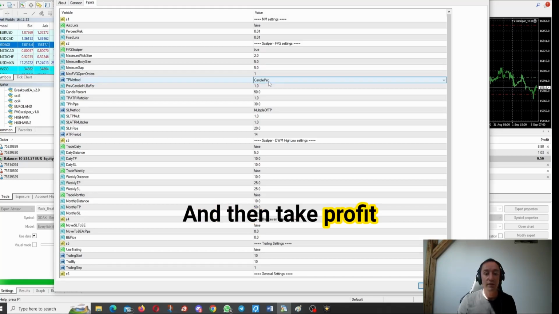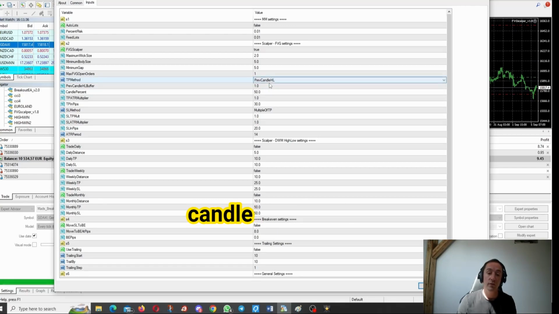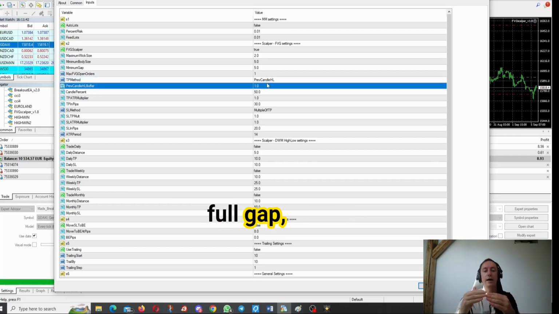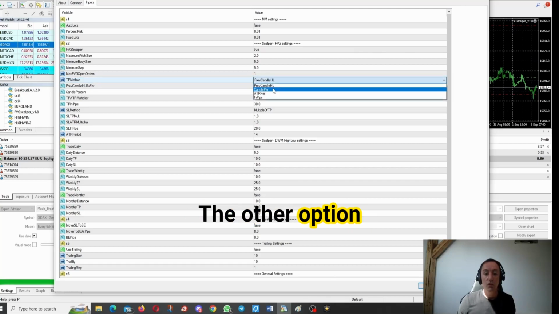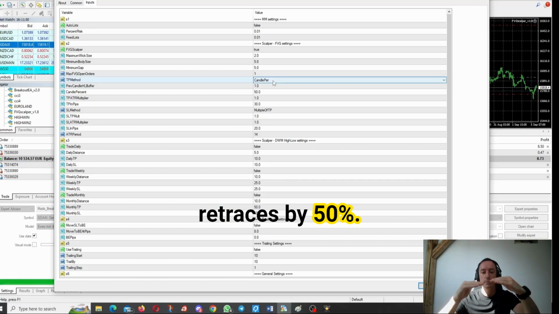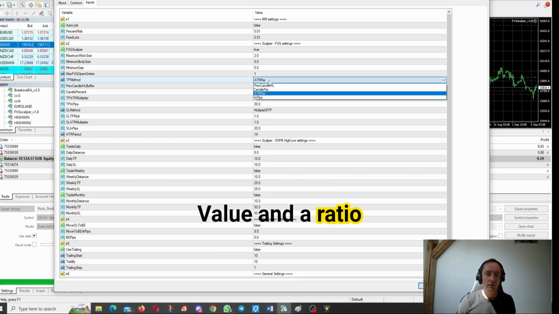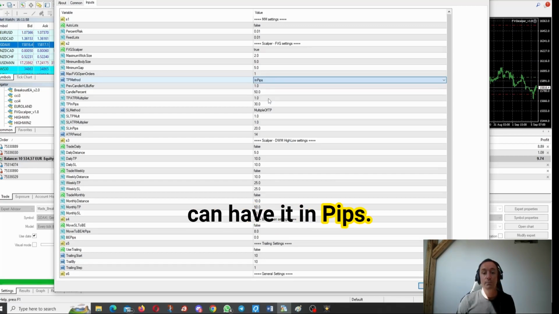And then take profit gives you a lot of customization. So you can either have it as the previous candle high or low. So this is where the full gap is closed. And you can add a buffer to this. So maybe it's a full gap minus 1 pip or 10 pips, or whatever you wish. The other option is to have it as a candle percentage. So let's say the candle retraces by 50%, boom, take your profit. The other option is to have an ATR value and a ratio of ATR, or you can have it in pips.